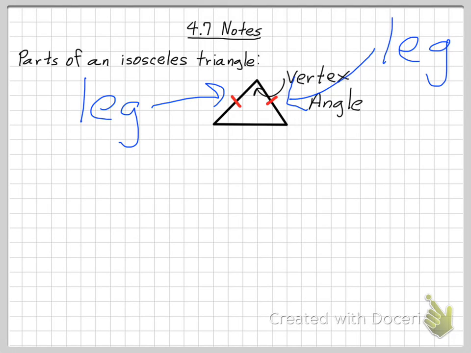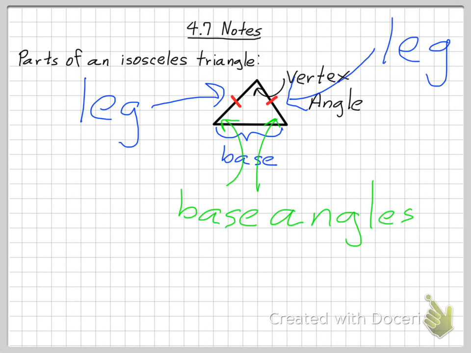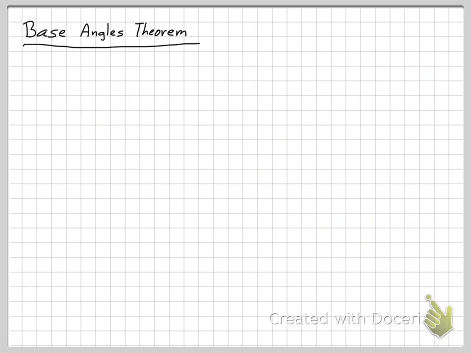Again, we have the two congruent sides called the legs, and the vertex angle is in between the two legs. The third side is called the base, and included within those are the base angles. There are certain parts of an isosceles triangle that have specific relationships. One of those relationships can be summarized with the base angles theorem.